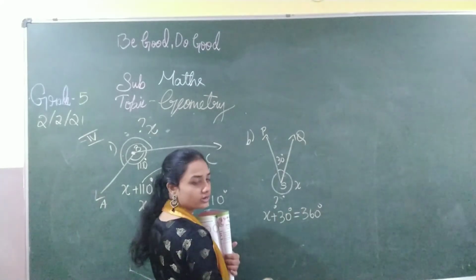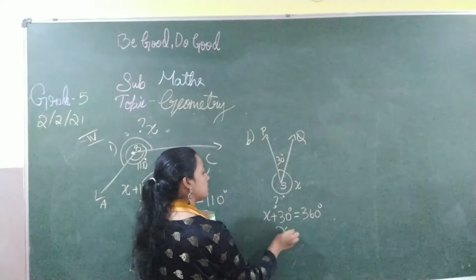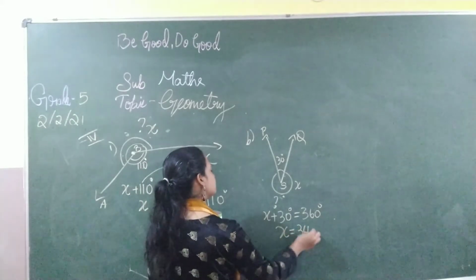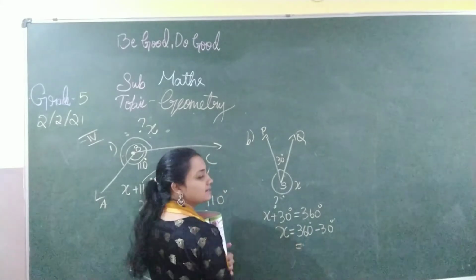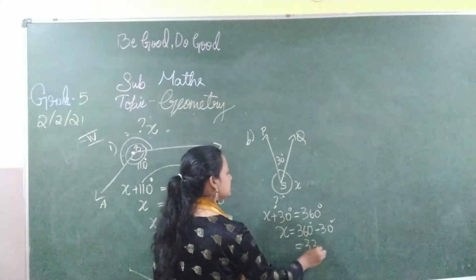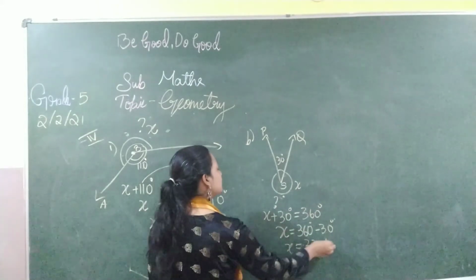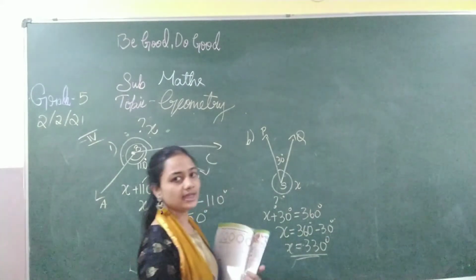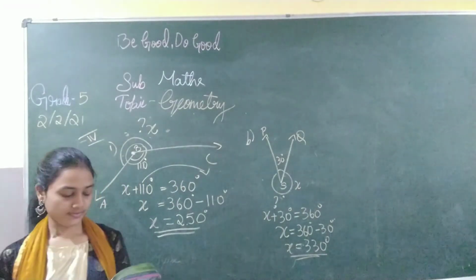Now next step what should I do? I should send this 30 to the right side. So x will be equal to 360 minus 30 degree. So what is the answer? It is 330. So the angle here is 330 degree. 330 degree. I want you to try the C1.